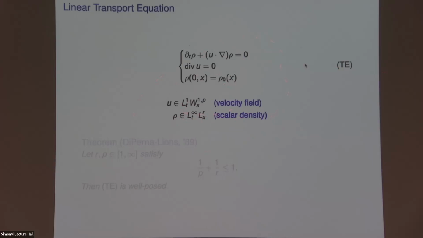This is the DiPerna-Lions framework. In 1989, DiPerna and Lions proved that this problem is well posed as soon as 1/p + 1/r is smaller than or equal to 1. Here the domain is the torus of any dimension, say dimension d.